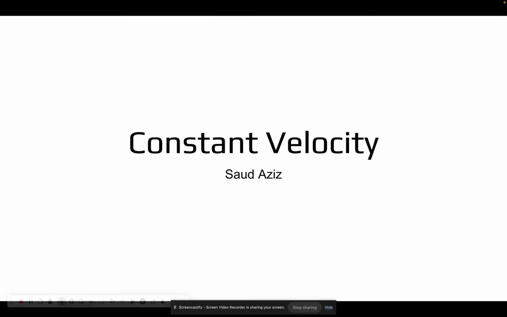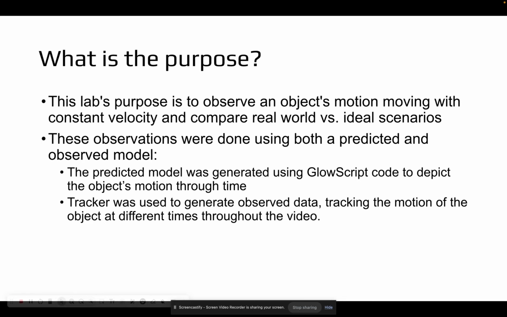This is my constant velocity lab for Physics 1. So what is the purpose of this lab? This lab's purpose is to observe an object's motion moving with constant velocity and compare real world versus ideal scenarios.